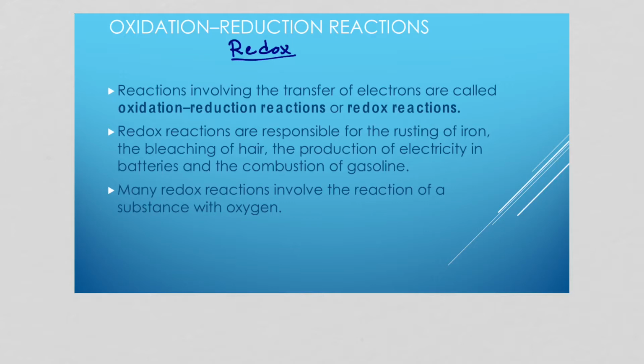So, for example, rusting of iron, right? Or, for that matter, any kind of metal corrosion, really, is going to be a type of redox reaction. Hair bleaching, or bleaching of clothes. Production of electricity in batteries, right? Combustion of gasoline, right? Essentially the burning of anything. These are all examples of redox reactions. So they're important reactions in our everyday lives. Now, many of these redox reactions involve reaction with oxygen. And so some of the ways we'll identify this is to look for the presence of oxygen.